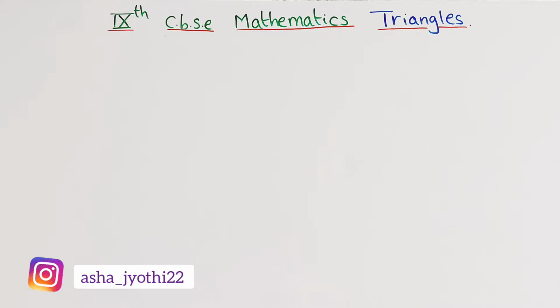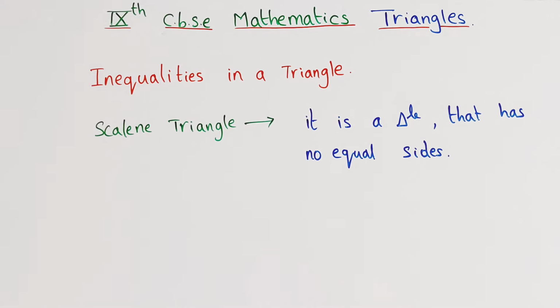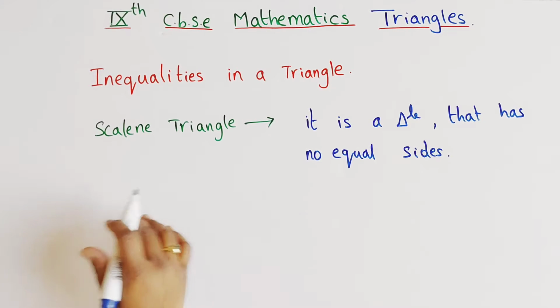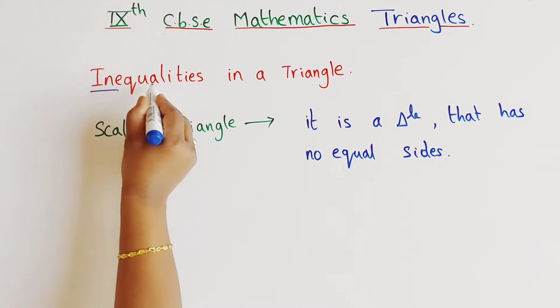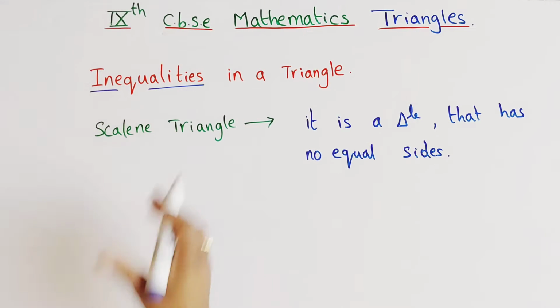We are learning 9th standard CBSE Mathematics, Chapter 7, Triangles. Till now we have discussed how triangles are equal. We compared angles, we compared sides by using congruent rules. Now we are discussing inequalities in triangles. Inequalities, that means not at all equal.